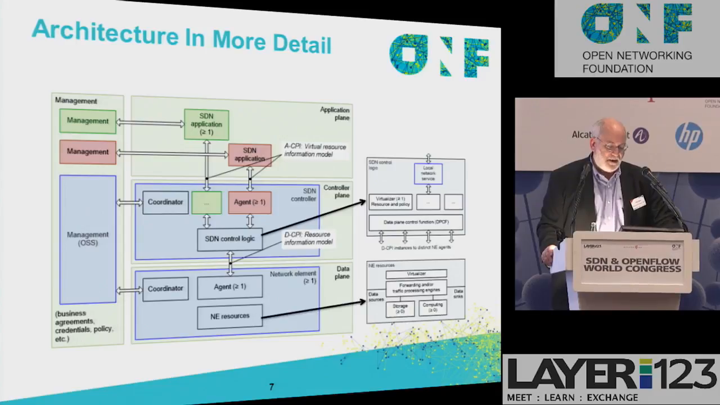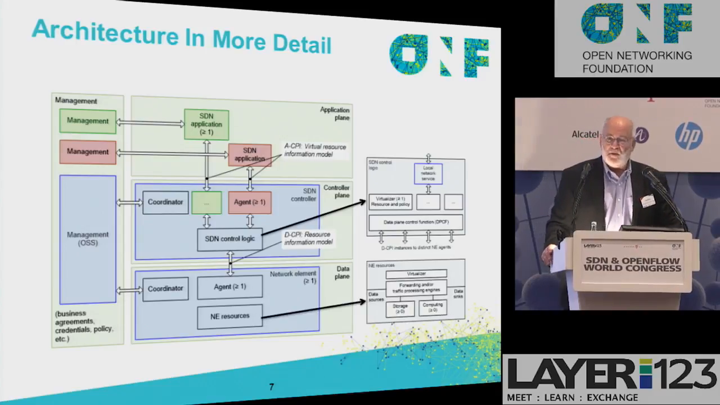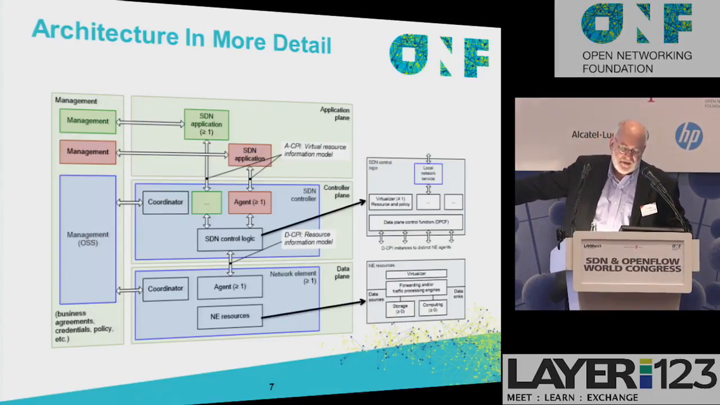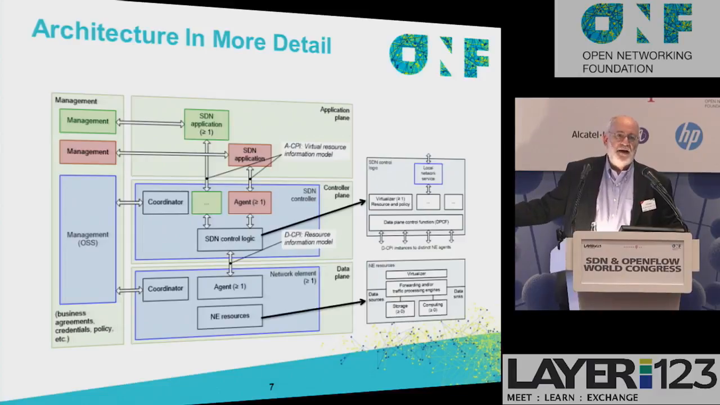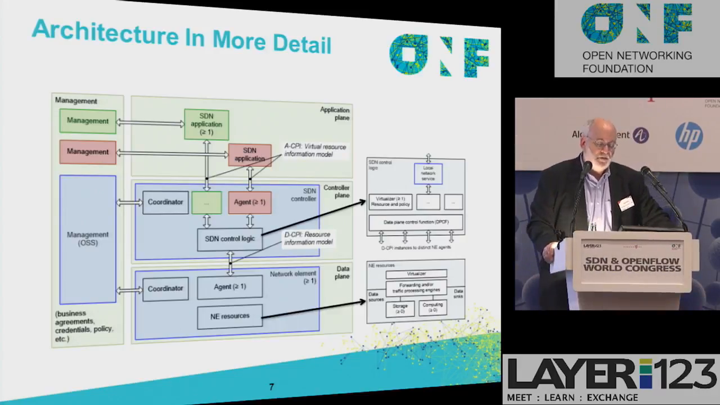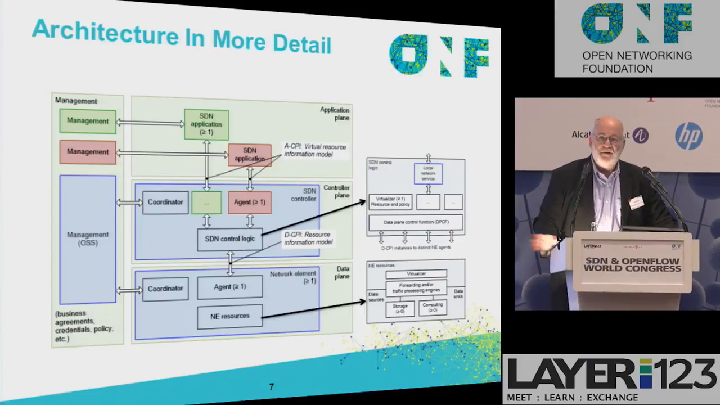Then if we take a look at the network element resources that are down at the bottom, you see there's some additional detail in there. Again, you have virtualization going on in there. That allows us to tie in with NFV and actually have virtualized resources down at the bottom if you so wish. So you can have virtual storage, virtual computing, and so on, or actual storage and actual computing depending on whether you're using NFV in your network or not. And of course, there's forwarding going on in that plane as well.